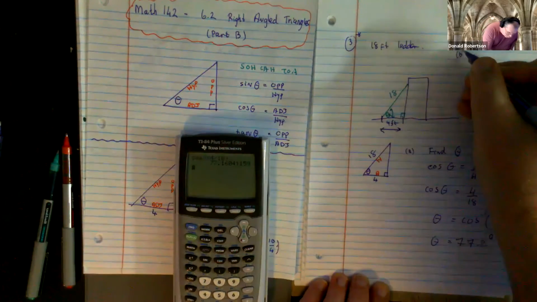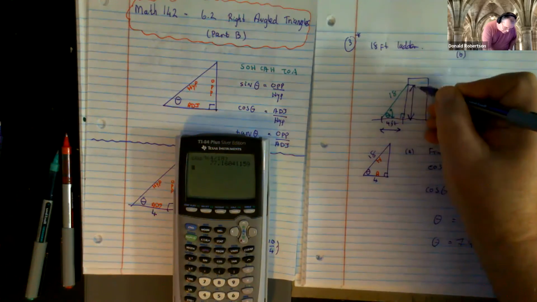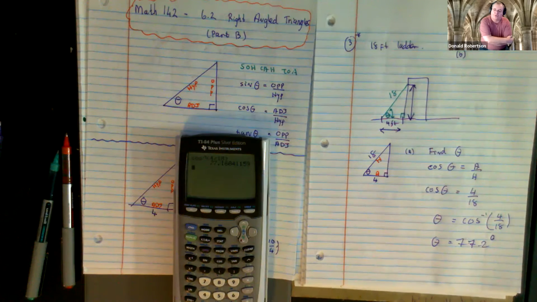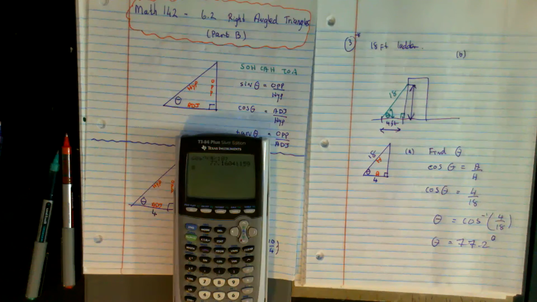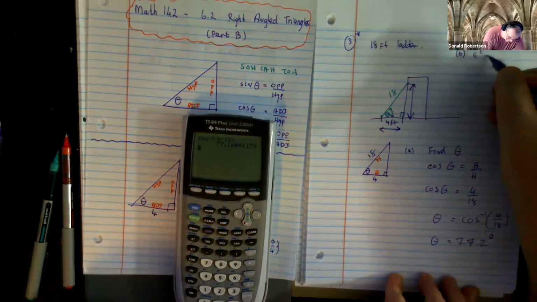Question B wanted to know how far up the building. They wanted to know this distance here. I don't even need to use sines, cosines, or tangents. I guess I could, but I don't need to. Give me another way to find that vertical distance. The Pythagorean theorem. Right. So a squared plus b squared equals c squared.